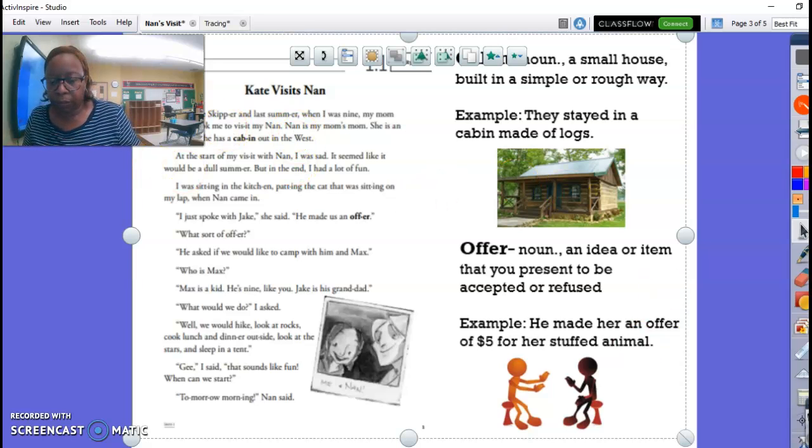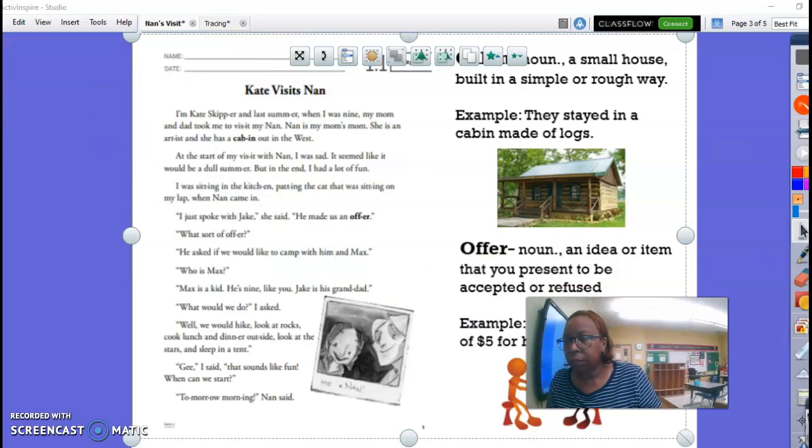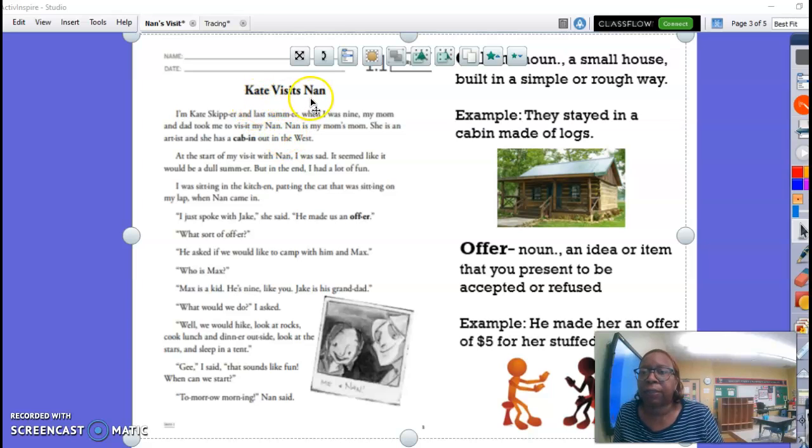So what is our story about? So naturally, we always start with the title. So what is the title? Kate visits Nan. So this is what it says.